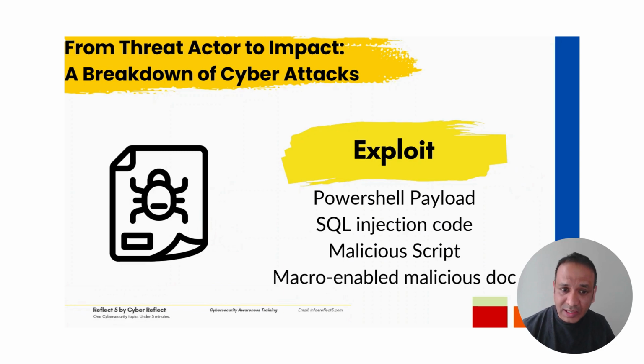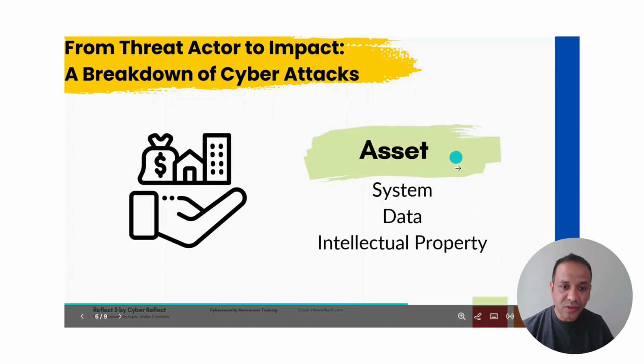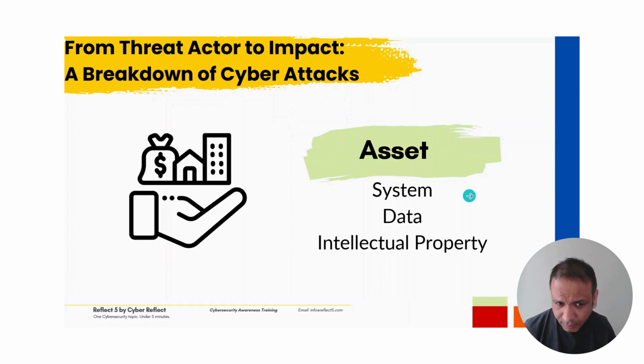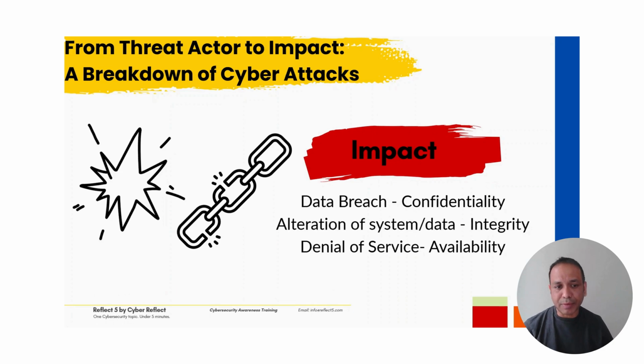And what is important as well, we need to understand what is an exploit. It can be a PowerShell payload, an SQL injection code, for example, a malicious script. A macro-enabled malicious document can be the exploit that will exploit the vulnerability in the asset. So the asset can be a system, the data, the intellectual property, and creating an impact. So when the impact is on confidentiality, it is referred to as a data breach. When the impact is on integrity, it is an alteration of the system or data. And when the impact is on availability, it's a denial of service.